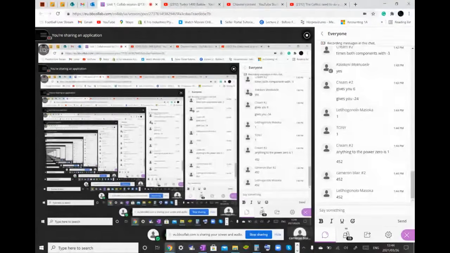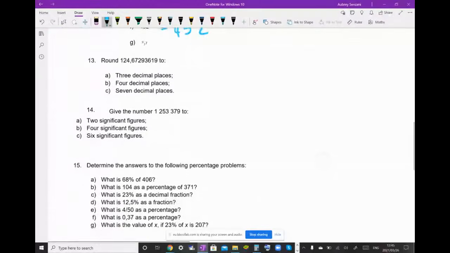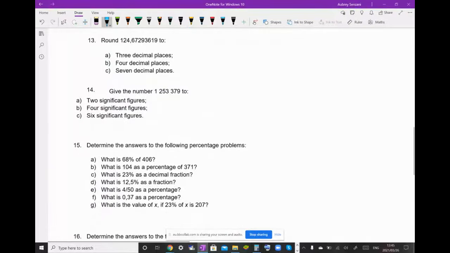452 to the power 1 is 452. It's the same as saying 1 times that particular amount. Okay. Thank you very much, Lehlo Nolo, and thank you, Cameron. So this is equal to 452.